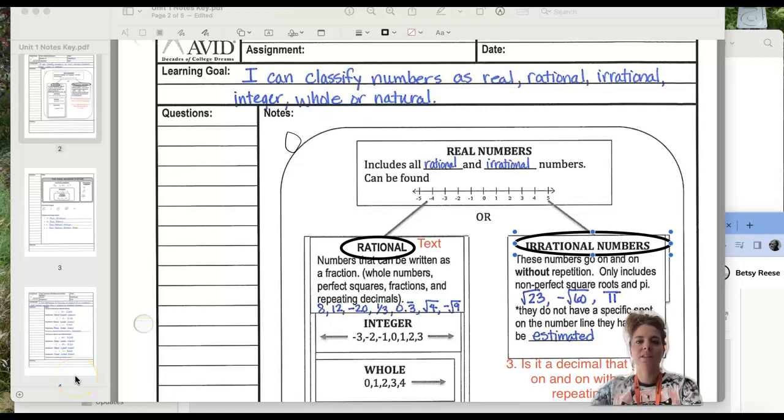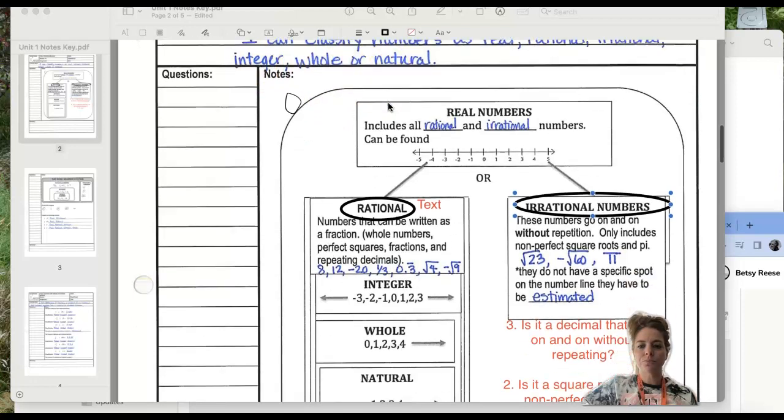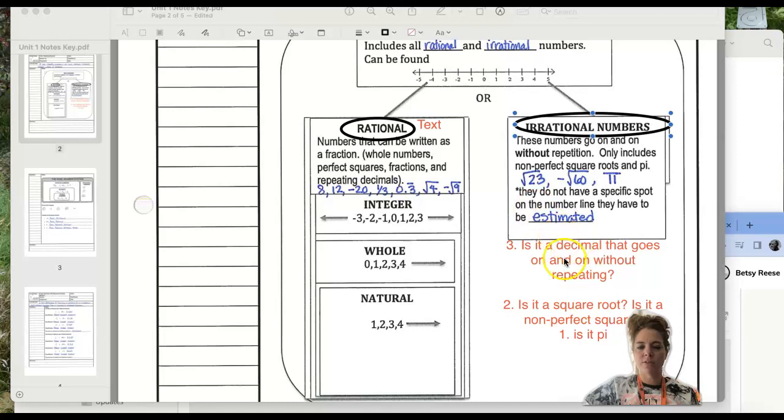All right, everybody, let's get back into classifying numbers. This is the second part of classifying. You already spent some time on rational versus irrational. Now we're going to look at integer, whole number, or natural. So you should have these notes from yesterday or whichever day you did it.